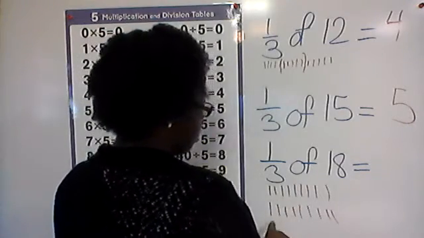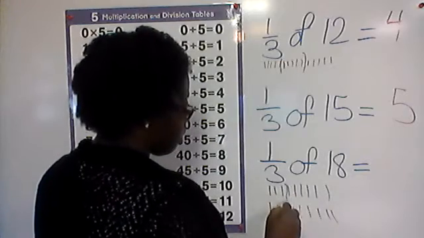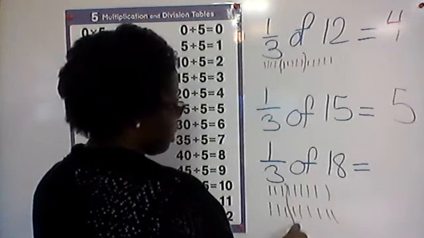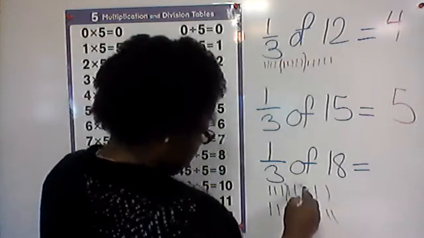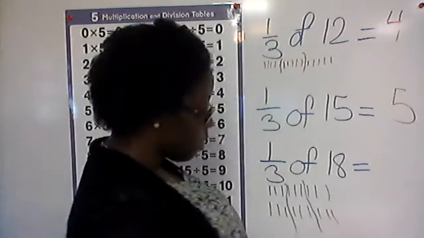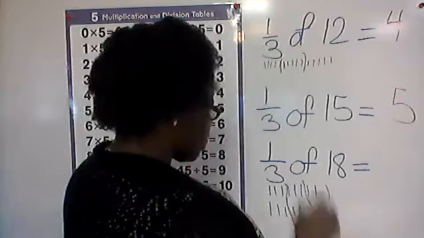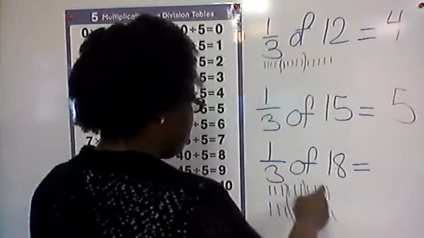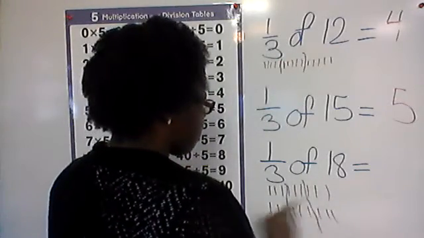I have 1, 2, 3, 4, 5, 6. 1, 2, 3, 4, 5, 6. 1, 2, 3, 4, 5, 6. Oh, look at that. It's 3 equal parts, 6 in each part. I have 6 sticks in each part.